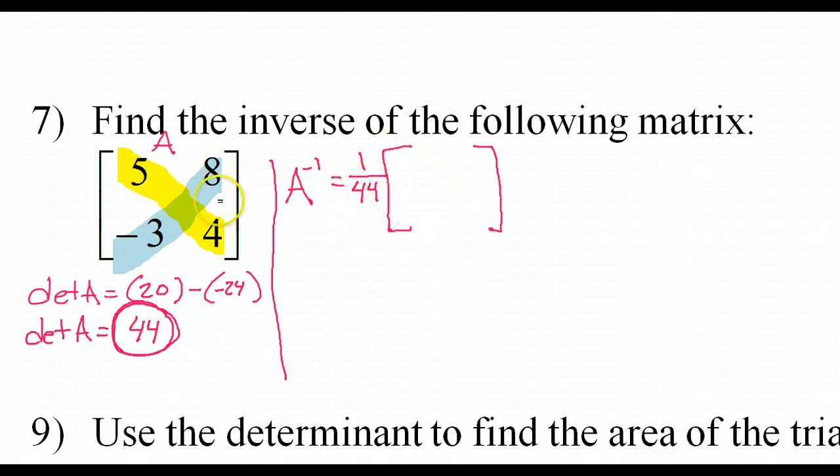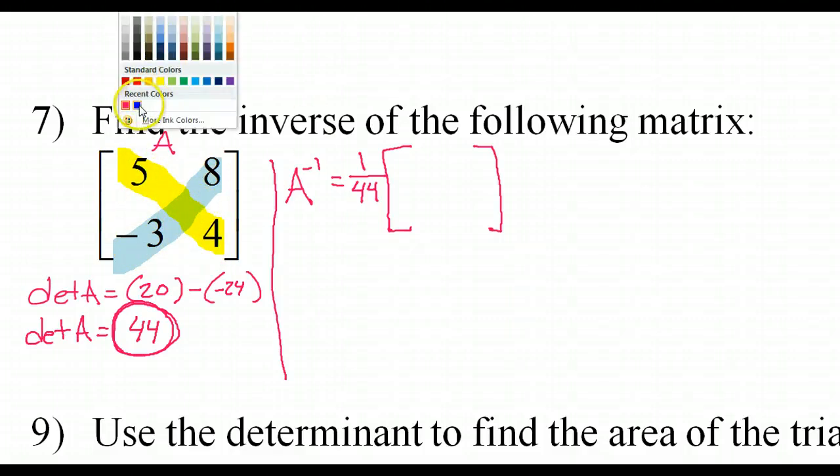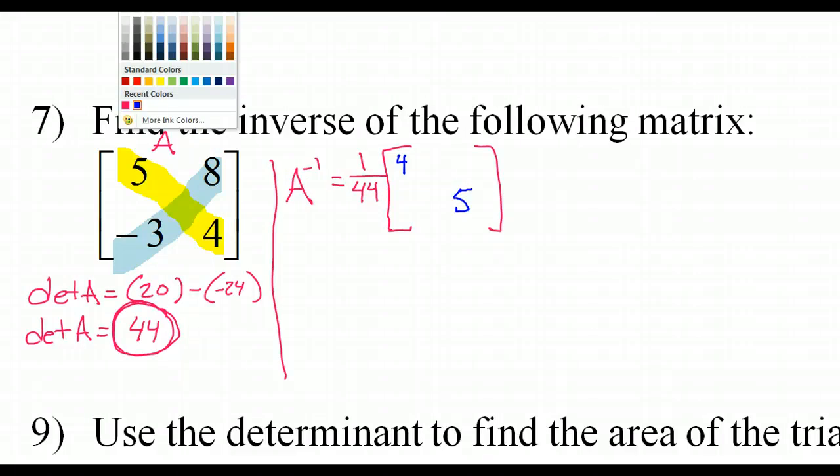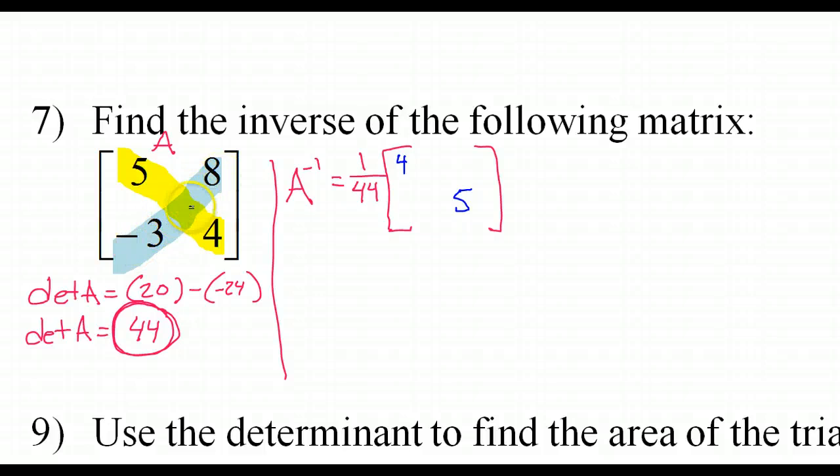Now when I say reverse negate, I'm talking about the down diagonal and the up diagonal. We need to reverse the down diagonal. If I reverse these, this will become 4 and 5. I need to negate the up diagonal. That doesn't mean everything is going to be negative. It means everything's going to change to the opposite of what it is. So this negative 3 is going to become positive 3. This positive 8 is going to become a negative 8. All right, so there's your reverse and negate.